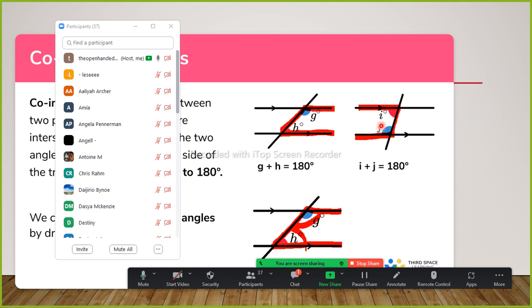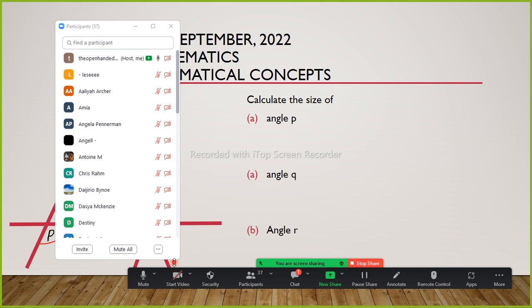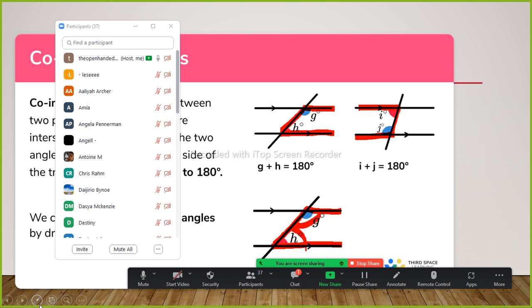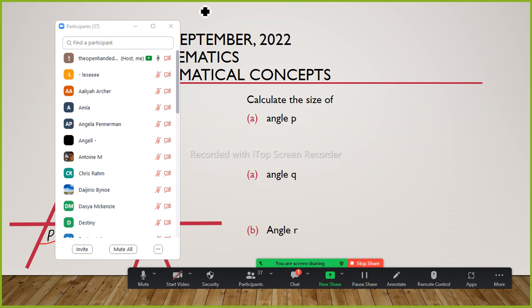So I and J equals 180 degrees. G and H equals 180 degrees. Same thing right there, G and H equals 180 degrees. Now, if we look at the example that we have, it's sort of different. They haven't drawn this one like how we have it, but even this one could work.